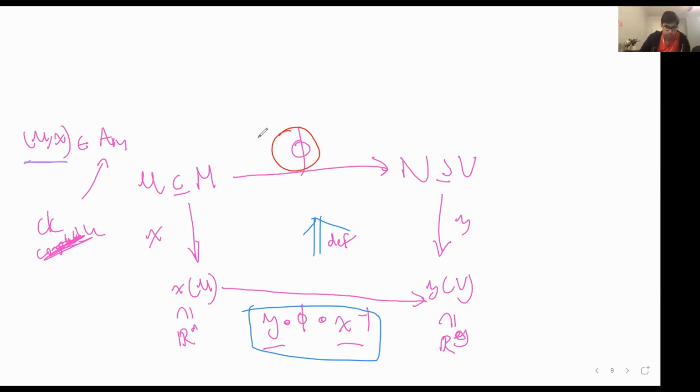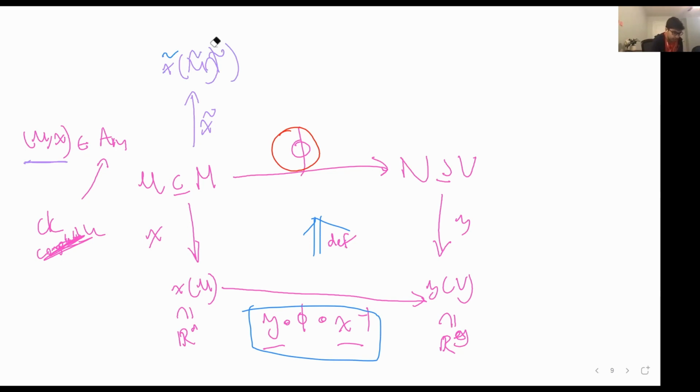And so let's say we have some other chart, where the map is x twiddle. So here it would be x of u twiddle. Well, actually, this would be x twiddle of u twiddle. Wait, no. This would actually be x twiddle of u, because the domain is still u. Right, that makes sense. Or it would be x twiddle of u twiddle intersect u.